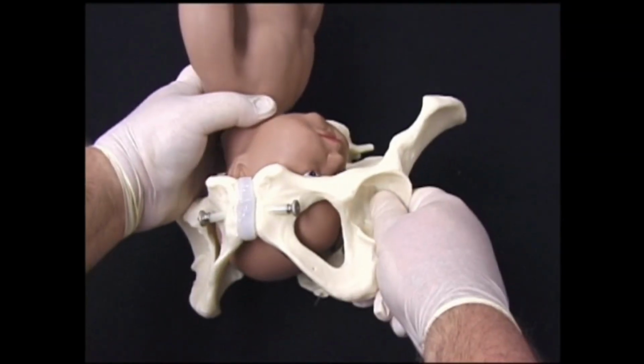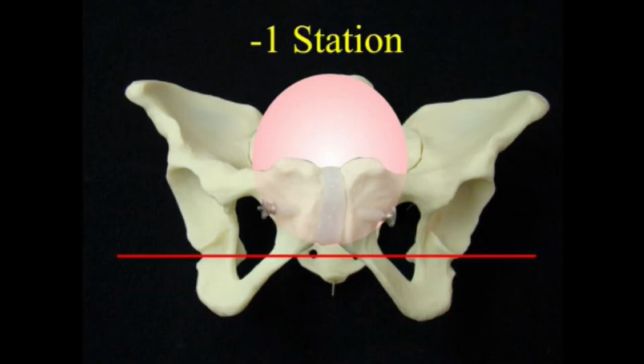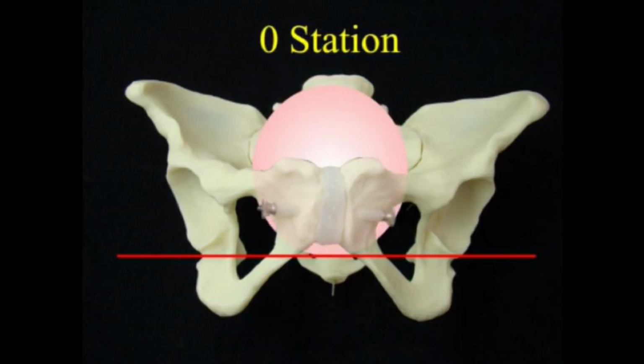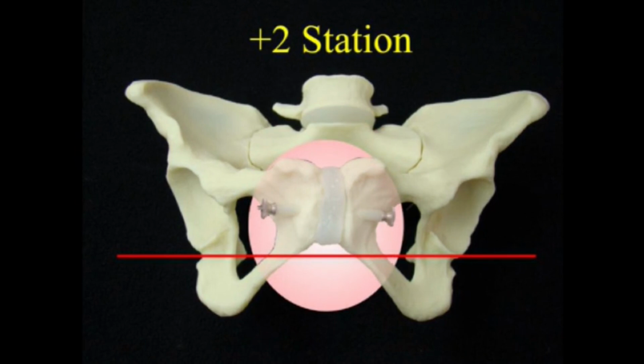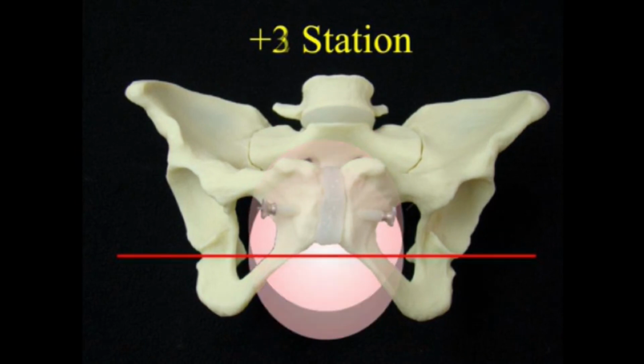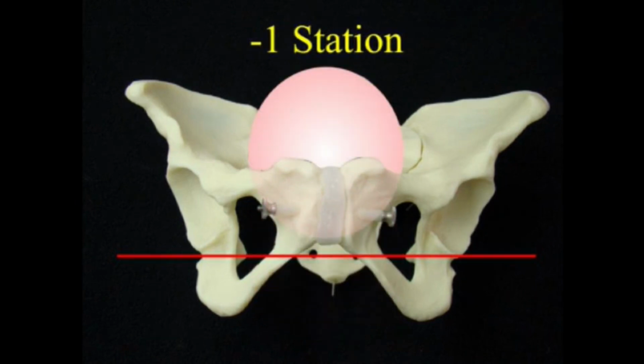Station refers to the location of the leading edge of the presenting part relative to the ischial spines. If the leading edge is even with the spines, that is called zero station. If the leading edge is 1 centimeter below the spines, that is +1 station. +2 station means 2 centimeters below the spines, and +3 station means 3 centimeters below the spines. -1 station indicates the leading edge is 1 centimeter above the spines.